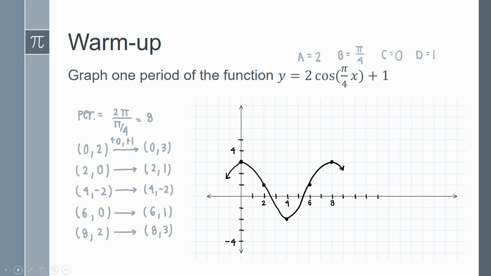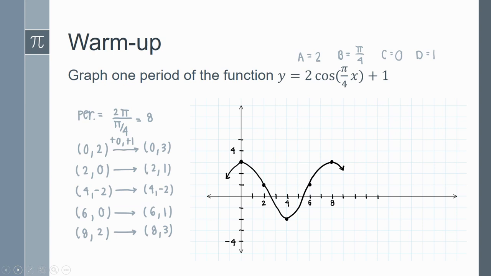So remember, my original 5 points would be 0, comma, A, and then a fourth of the period, 0. Half of the period, the opposite of A. 3/4 of the period, 0, and then the full period back at A. And then after we identified those, we needed to deal with C and D. So C meant that I wasn't adding or subtracting anything onto the first numbers in the ordered pair. D meant that I was adding 1 onto the second number in the ordered pair.